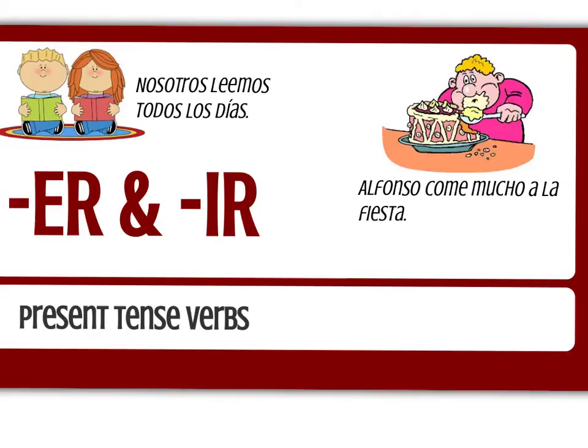Hola clase! You already know how to conjugate AR verbs, so tonight we're going to talk about conjugating ER and IR verbs. I have a few ejemplos right here, such as Alfonso come mucho a la fiesta. Alfonso eats a lot at the party. Y nosotros leemos todos los días.